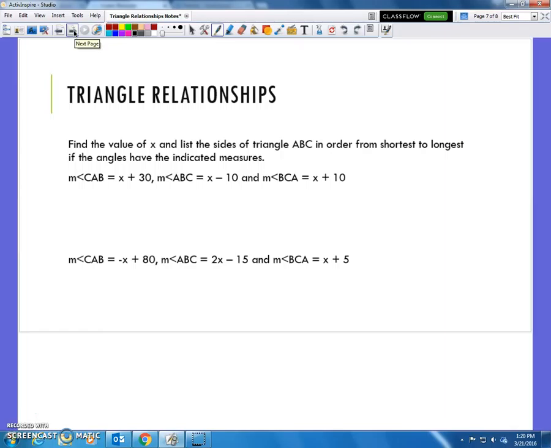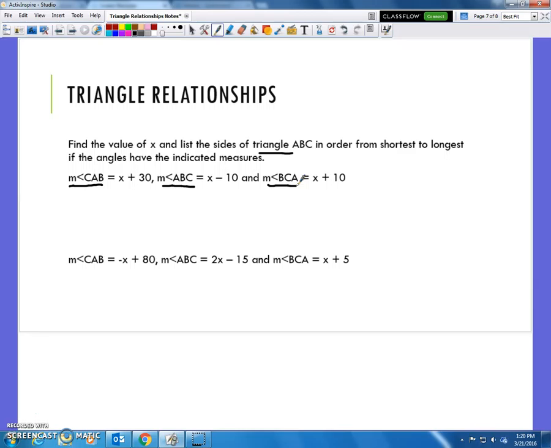Finally, we have this little fella right here, and I think you're going to like these. It says find the value of x if it's a triangle, and put ABC in order from shortest to longest if the angles have the indicated measures. So it's a two-part question. First of all, what they give us here is 3 angle measures, and it tells us that it's a triangle. So I have an angle here, angle here, angle here. Now before, what we were doing was we were saying, oh, well, it has to add up to 180. Still, it has to add up to 180.